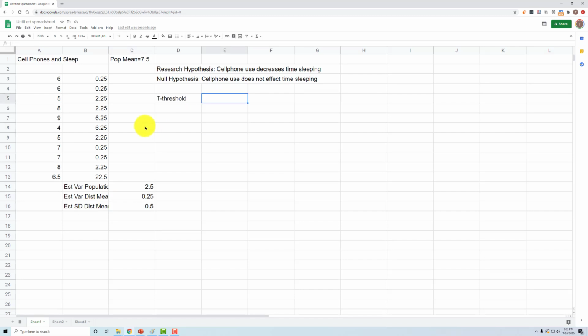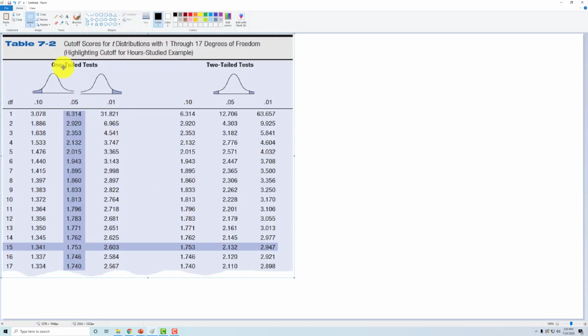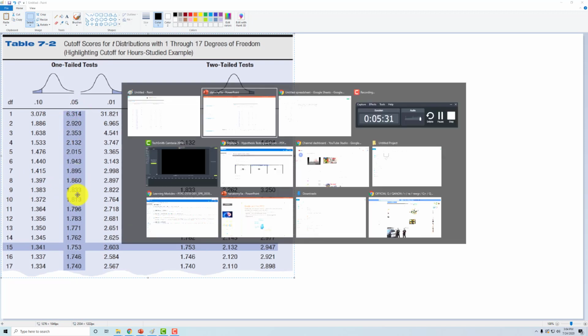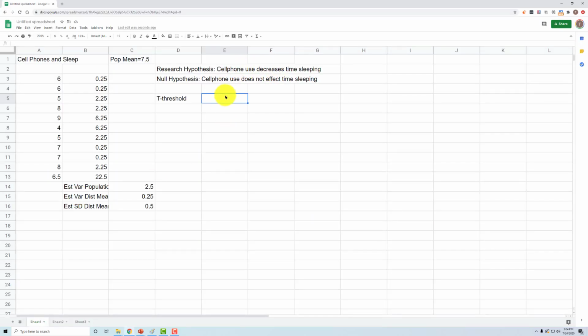So the next thing I need to do is find my t-threshold. Right? So I have a one-tail hypothesis because it's directional. It decreases. So we can go to the t-table for one tail. I have degrees of freedom of 9. And if I use an alpha of 0.05, my cutoff is 1.833. Now, keep in mind, since I'm saying it's a decrease, this is actually negative 1.833 is my threshold.